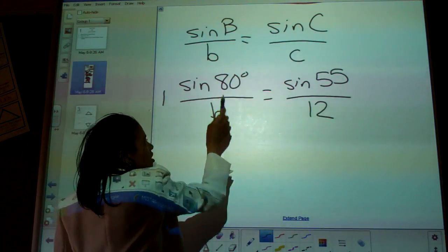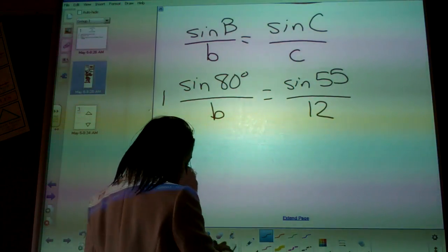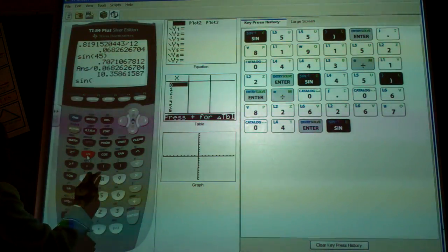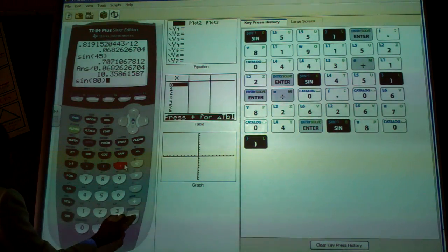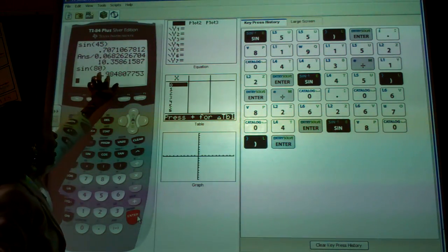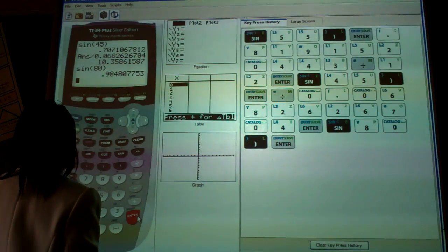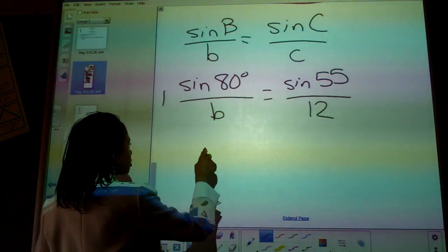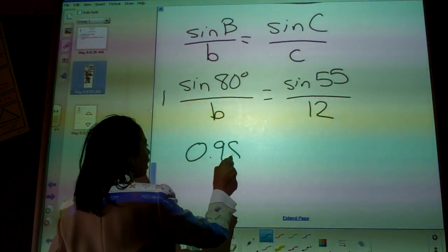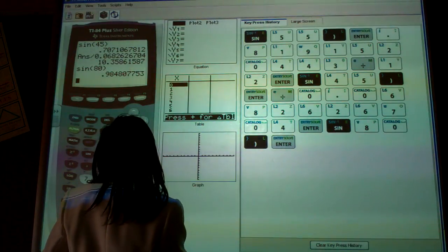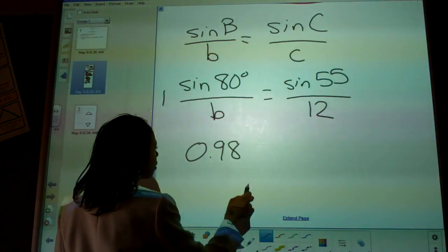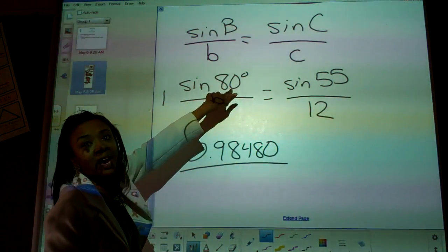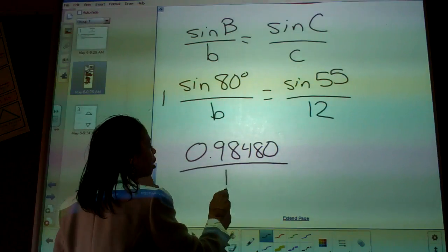This time, let's do the sine of 80 and find out the real number and be done with it. So let's put in the sine of 80 degrees. And I get 0.98480 something. And remember, we don't want to round too soon. So 0.98, is it 48? 480. I'm just changing the sine of 80 into its real number in the calculator.